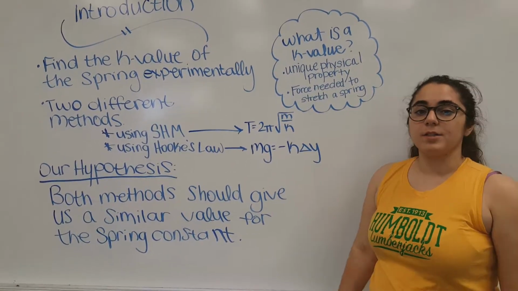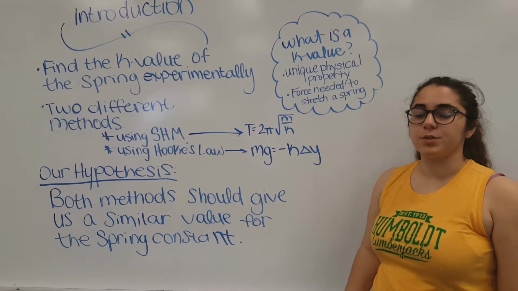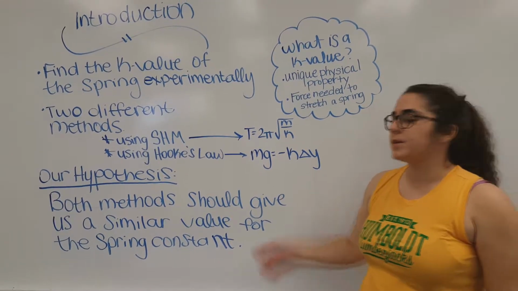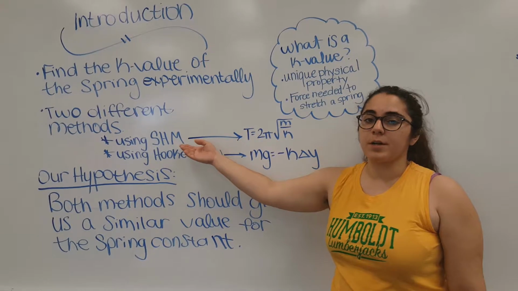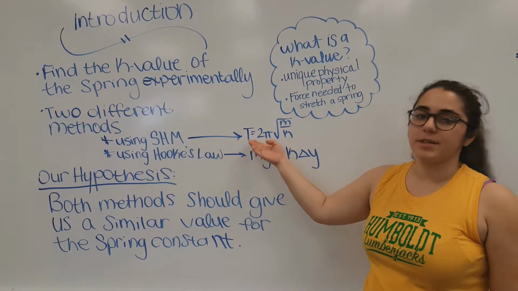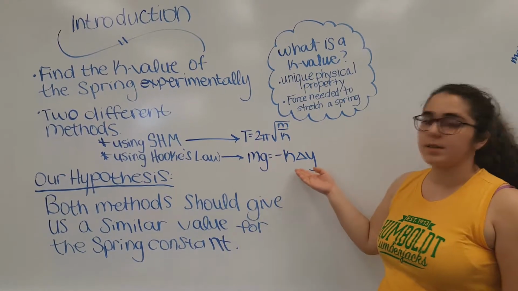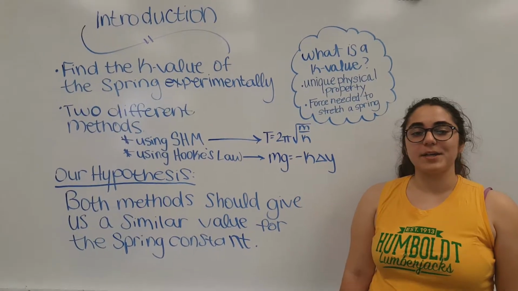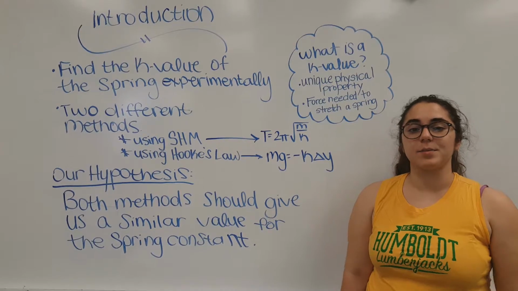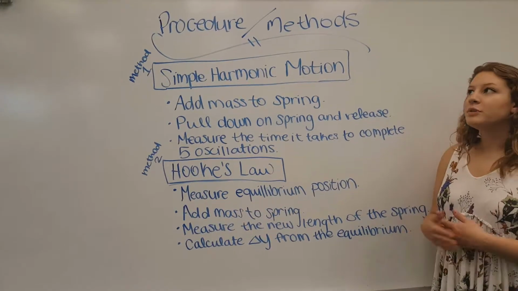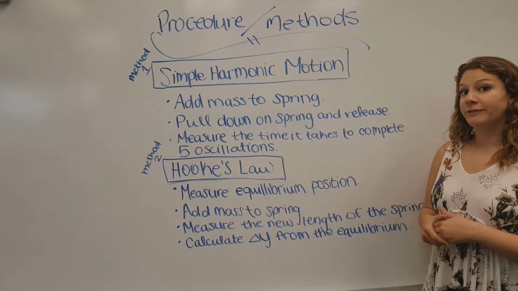Another way to describe it is it's the amount of force needed to stretch a spring. So we found the spring constant using two different methods, one using simple harmonic motion and the period of oscillation, and the other using Hooke's law and the displacement in the y direction. We expect that both methods will give us a similar result. So we split this procedure up into two different methods.